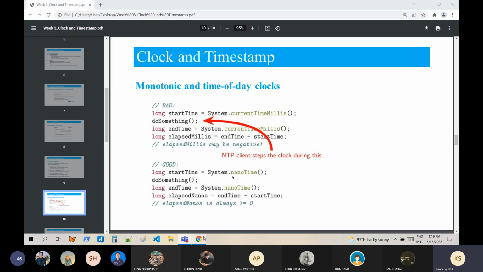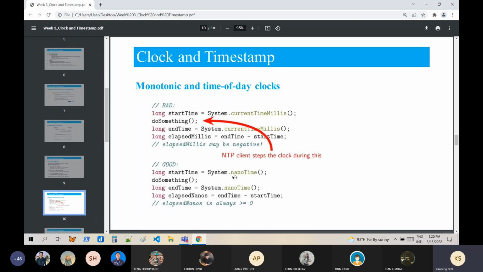Okay, if you look at programming languages, we have different libraries. For example, if you want to use the time of the day or epoch time in Java, there is a method called System.currentTimeMillis. So that uses the epoch time. But if you want to use the monotonic time, the time since your computer started running, you call System.nanoTime. That is not the epoch time.